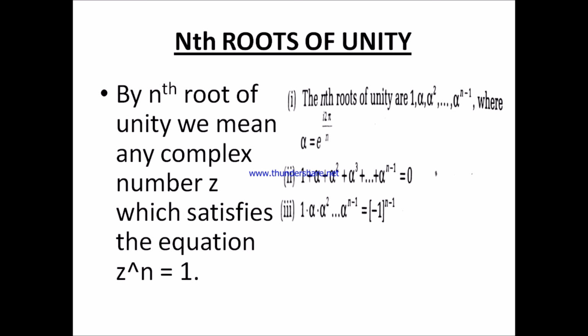If we multiply all the roots of unity, then we can understand that it is an AP, a sum, and it will come to alpha to the power 0 plus 1 plus 2 plus up to n minus 1. Hence, what can we understand? This is the sum of an AP, and from that we get minus 1 to the power n minus 1.